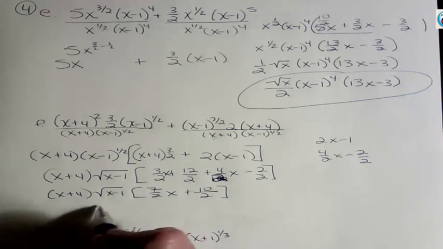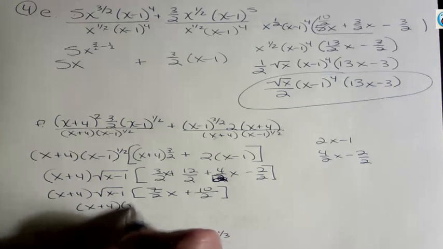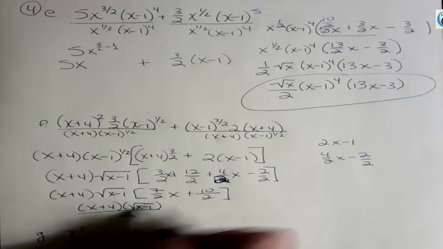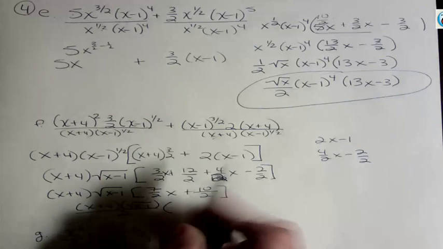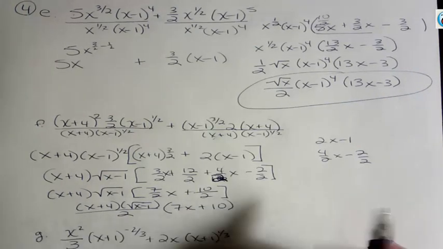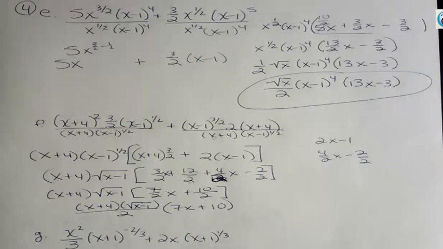And so I'm going to take this x plus 4 square root of x minus 1. I'm going to put that 2 out front, and that's going to give me 7x plus 10. All right, so that is probably how they want it written. It seems like they have a pretty specific way that they want that to look.